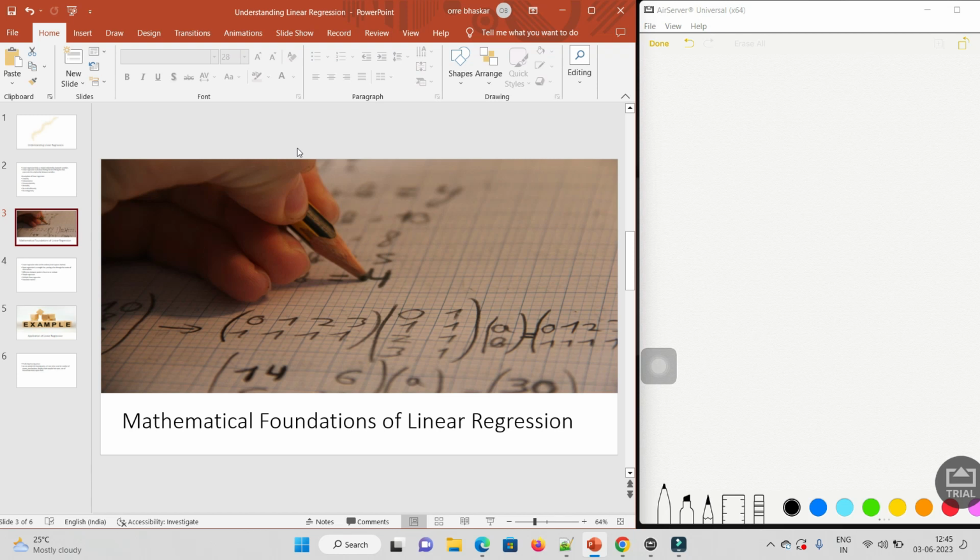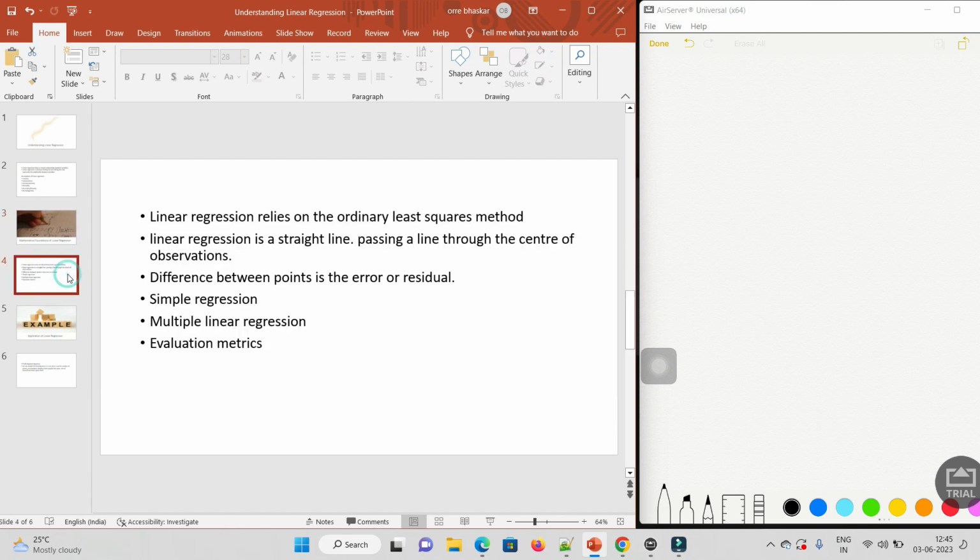Mathematical foundations of linear regression. Now that we have a solid understanding of linear regression's essence, let's uncover the mathematics that powers this algorithm. Don't worry, I will be your guide through the numerical wilderness. So, in session 2, we will explore the mathematical foundations of linear regression. We'll dive into the methodology behind the scenes to demystify the magic.